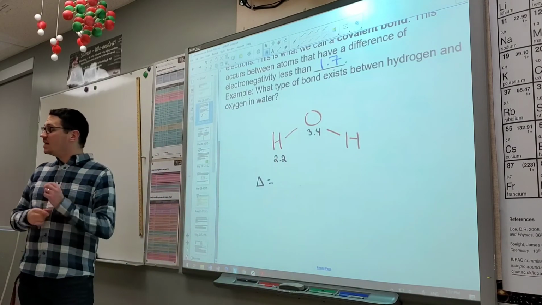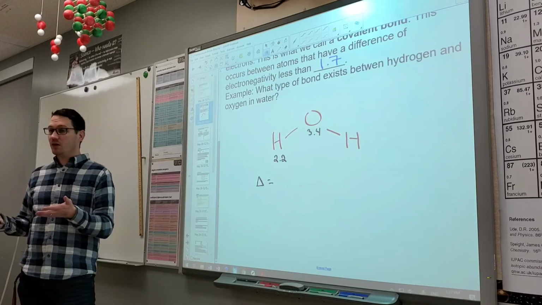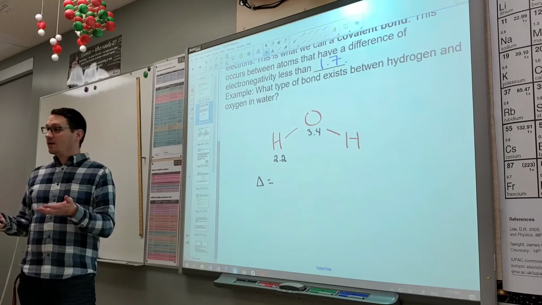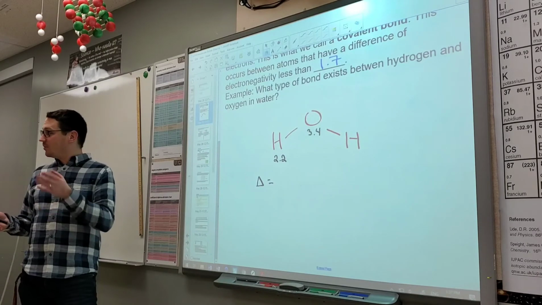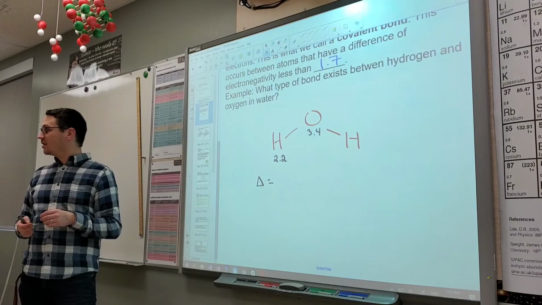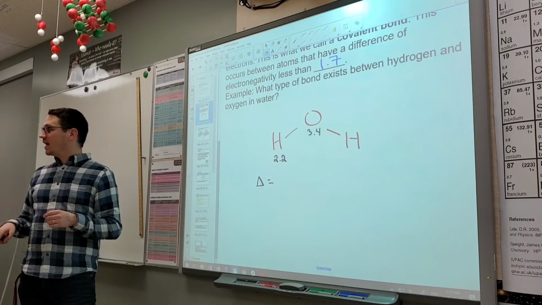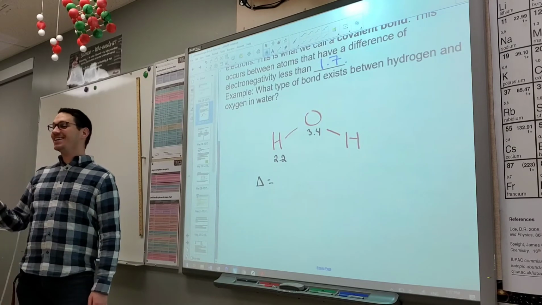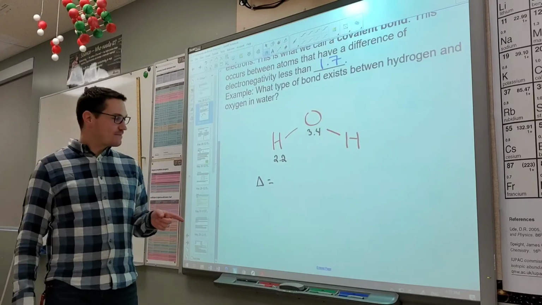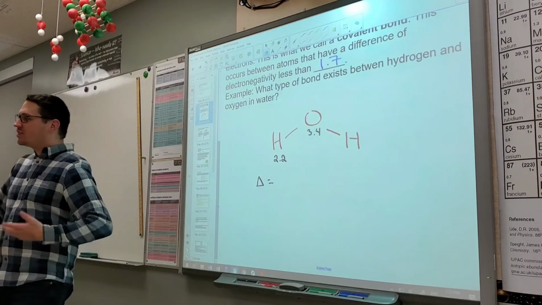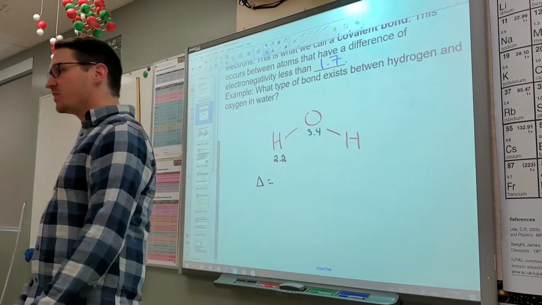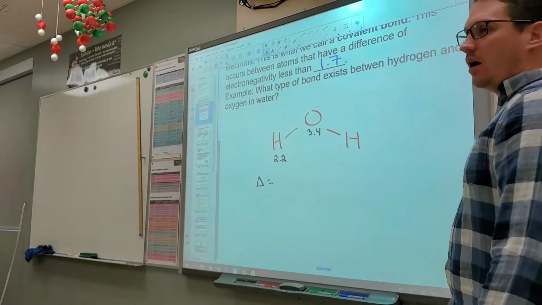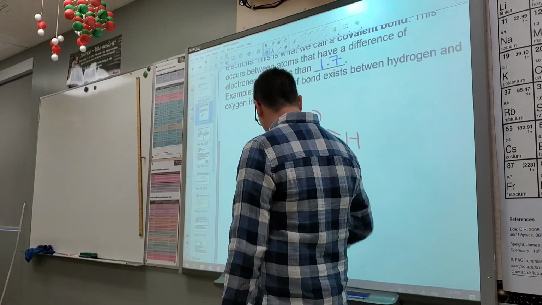I used delta. Has anybody ever used delta to show difference before? Yeah, you should have all used it, actually. Every single one of you. You've never seen that before? When you're doing slope calculations? Oh, yeah. Slope is delta y over delta x. Rise over run? Well, you've all done science 10, so you've all done it before, right? It's the change in electronegativity. Okay, Wim, you had your hand up. Yeah, it's 1.2, right? The difference is 1.2.